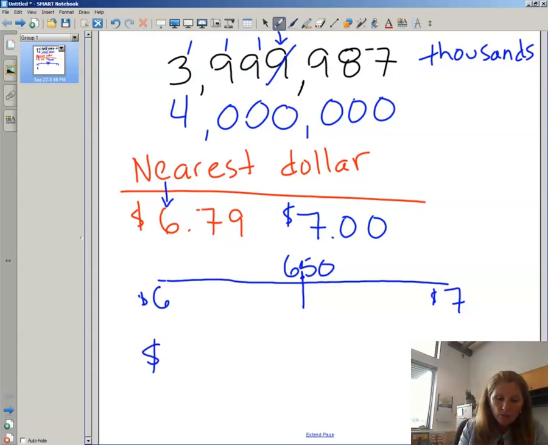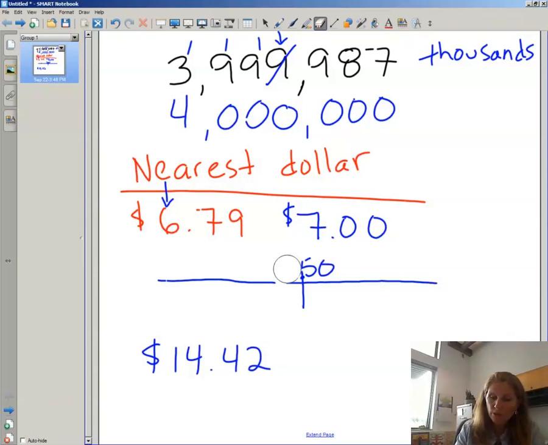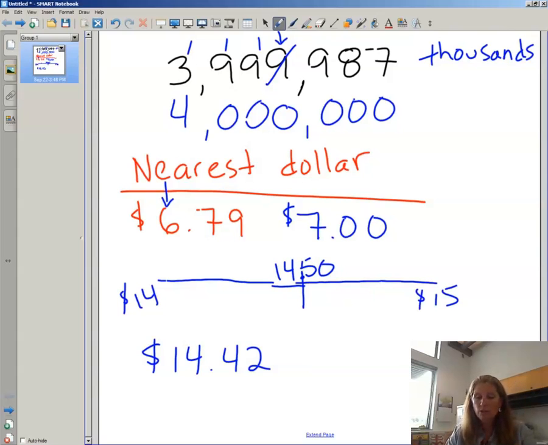What if I ask you to round to the nearest dollar $14 and 42 cents? Well, again, I'm kind of looking at what am I closer to here? Am I closer to $14 or am I closer to $15? Which end am I closer to? $14.50 is exactly halfway. 14's on one end, 15's on the other. And if you look at that $14.42, that's going to be to the left of the $14.50, right? So that would be closer to $14.